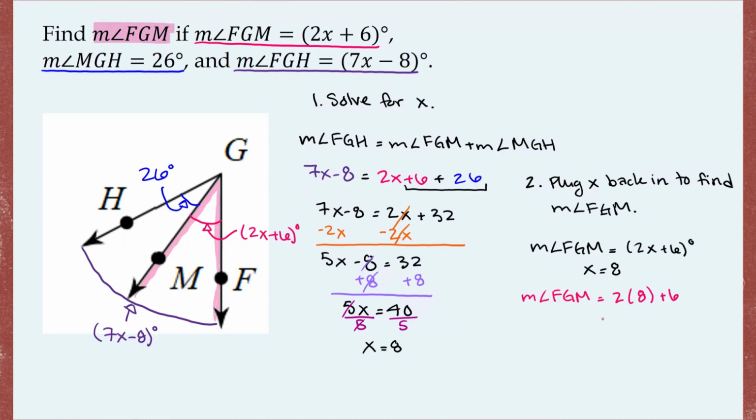So we end up with 22. So the measure of angle FGM is equivalent to 22 degrees. Don't forget your degree sign because we are finding the measure of an angle.